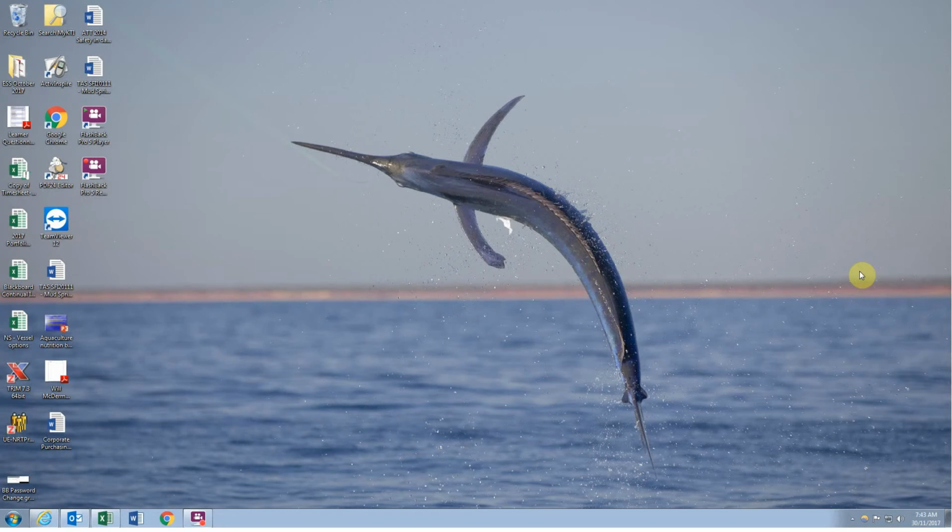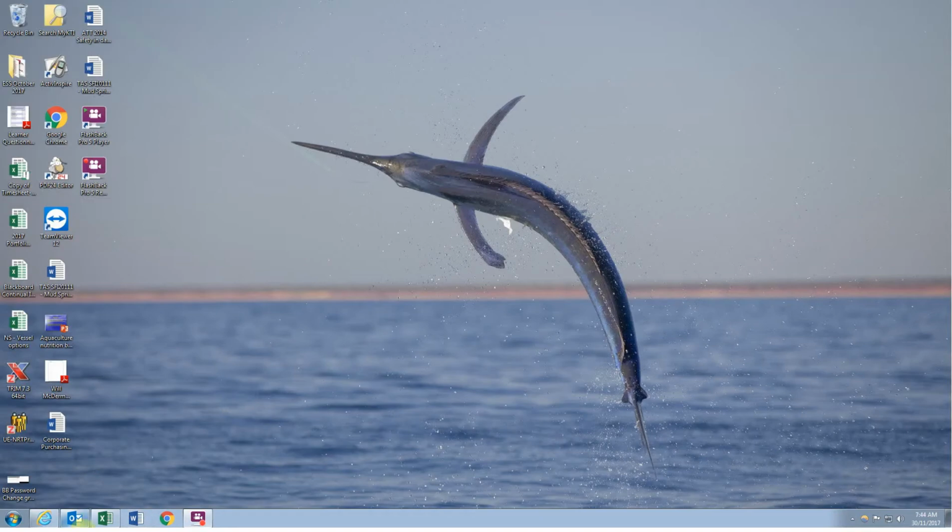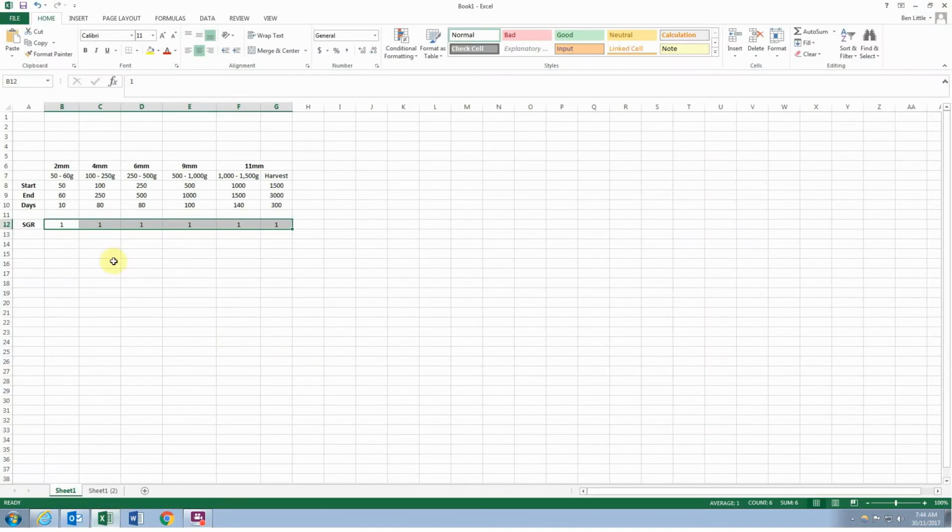Just wanted to continue our discussion from the last session on specific growth rate and the reasons we might want to use it. So in the last session we covered the theory behind the way specific growth rate is calculated, and we would have come up with the formula that looks something like this.